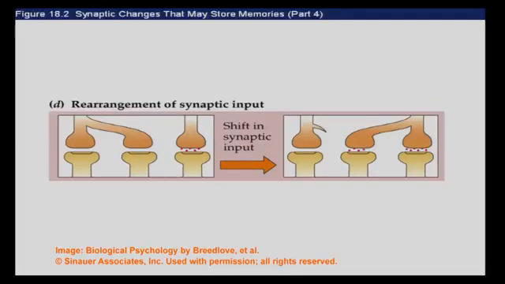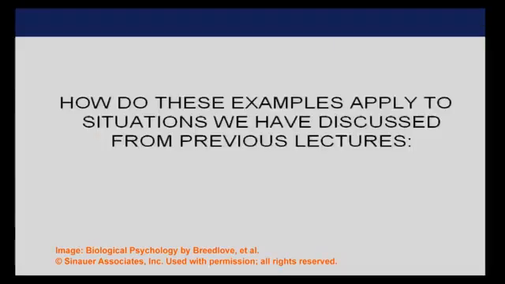You can get rearrangement of synaptic input where this axon has inputs to 2 postsynaptic terminals, this only has 1, and then it rearranges so that this one kind of retracts and then this one goes here. So this particular axon will have a larger influence, and this axon has a smaller influence. So that would be an example of rearrangement.